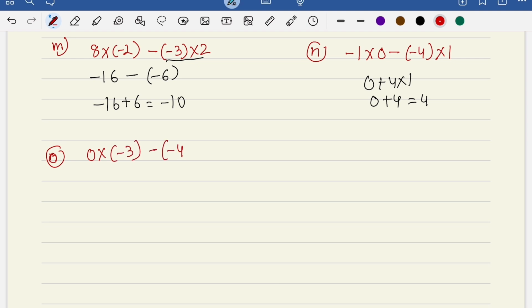0 times minus 3, minus of minus 4 times 0 plus 0. 0 times minus 3 would be 0. Then minus minus is plus. Plus 4 times 0 is 0. 0 plus 0 plus 0 is equal to 0.